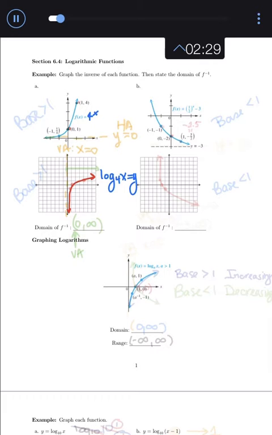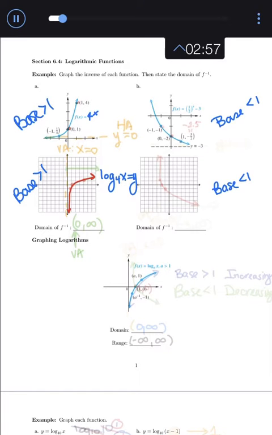Let's look at problem B. What we were just looking at was the graph of logarithms with a base bigger than 1, because we were looking at exponentials with a base bigger than 1. Now we're going to look at exponentials with a base less than 1, so that means we're going to start looking at logarithms with a base less than 1.